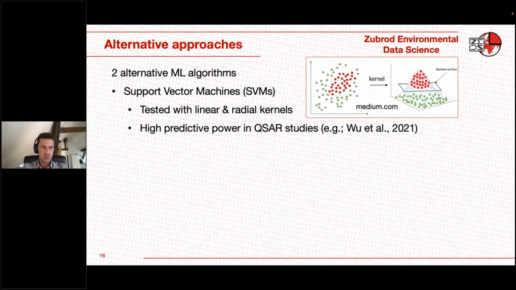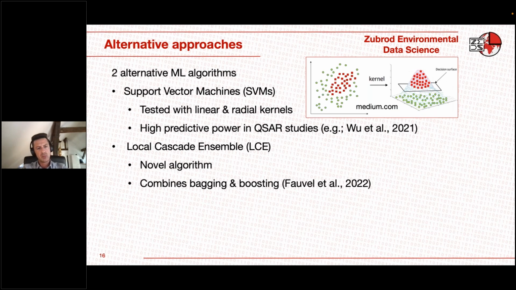So we tested two different machine learning algorithms. First one was support vector machines. This works completely different than random forests. So what we want to find is like a mathematical description for a hyperplane that best describes our data. There are different ways of performing support vector machines called kernels. We tested two of them, most commonly used linear and radial kernels, and also support vector machines were already shown in the past that they can result in high predictive power for QSARs.